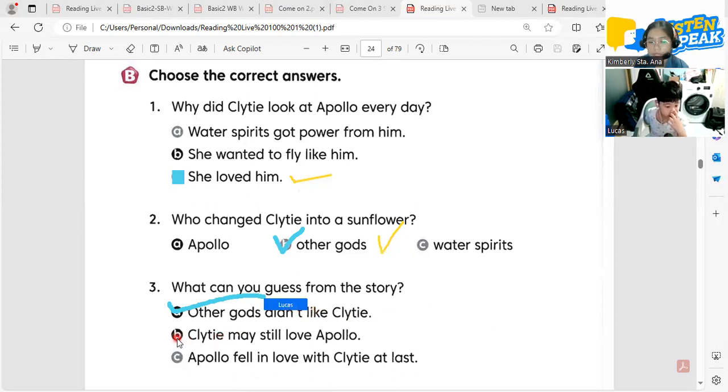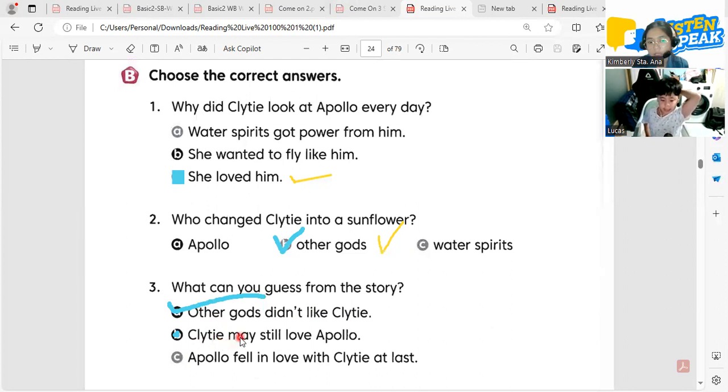Okay, let's read letter B, Lucas. Clytie. How will you read this word? What's this? Climate, Clytie. No, this one. Clytie.